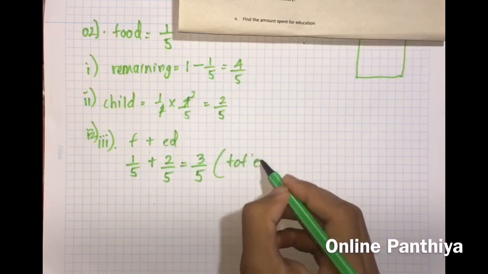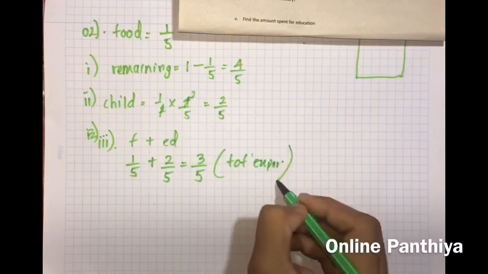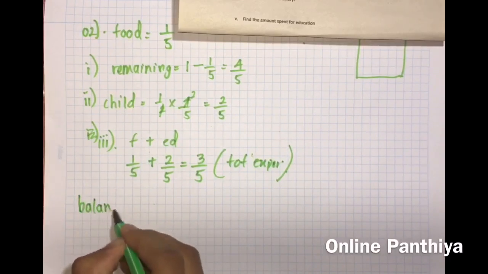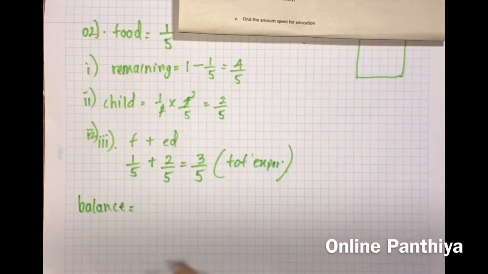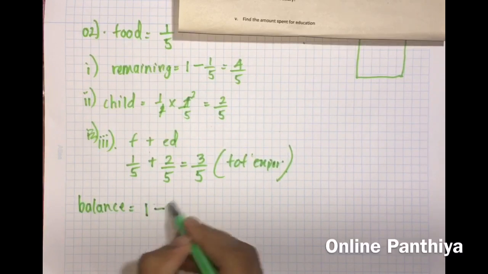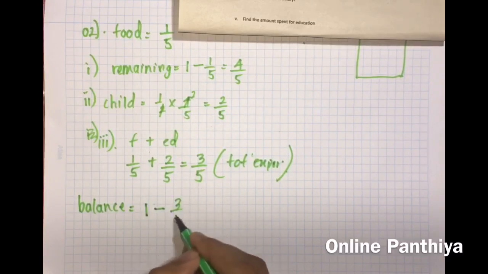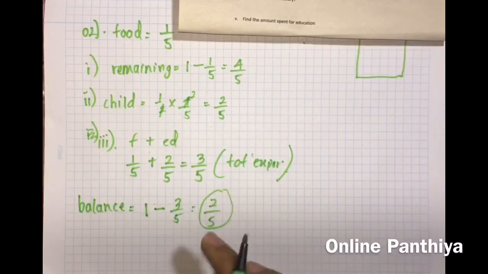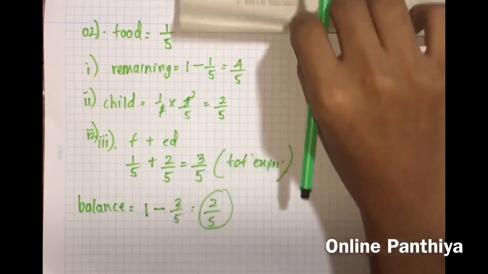Total expenses. Now in order to find the balance, you have to consider the total part as 1, and from that you have to subtract 3/5. How much is it? 2/5. This is the balance. This balance is equal how much?